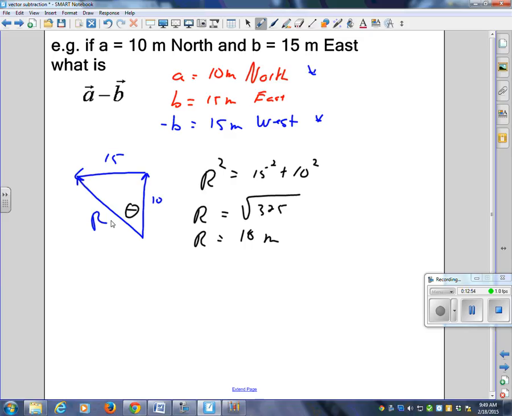Just hit second function tan. It depends on your calculator. It does have a bracket. So you're likely going to have to go 15 over 10. There you go. That's it. Okay, because it's got to be around 45, right?